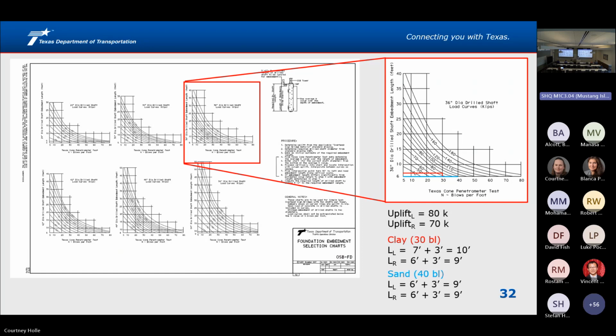These charts allow me to extrapolate between the 2, but I'm taking a look at the uplift load, which is 70 and 80 respectively. And so if I look at these charts and just kind of extrapolate upwards, that puts you at a foundation length of 7 and 6, and then you add that 3 feet because the standard indicates that there's a 3 feet exposure at the top assumed. For sand at 40 blows, I do the exact same thing, which puts you essentially right on that datum line for a 80 kip loading. And so that puts you at right about 9 feet. So that's how that standard works, and that's kind of how you work your way through that one.